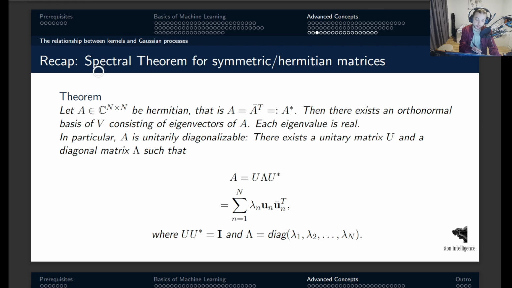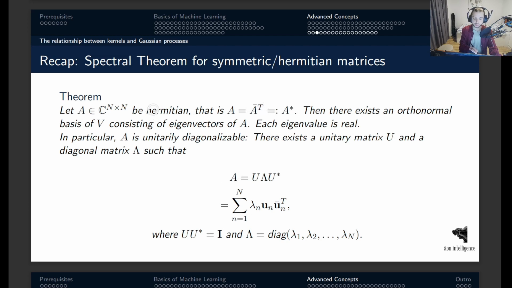Closely connected to the notions of eigenvalues and eigenvectors, we have the spectral theorem for symmetric or Hermitian matrices. So what does it mean? Suppose we have a square matrix A, which might be complex. And suppose this matrix A is Hermitian. With Hermitian, we mean that the following property holds: A is equal to the transpose of its complex conjugate, which we may denote as A star.